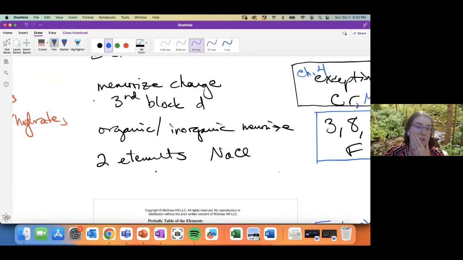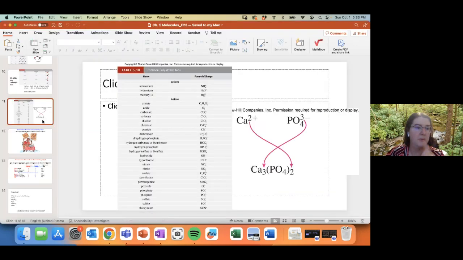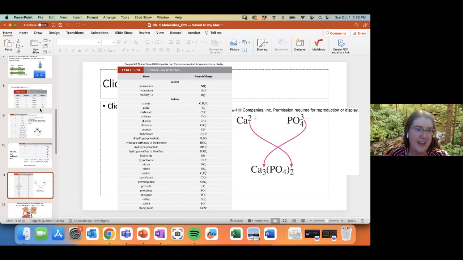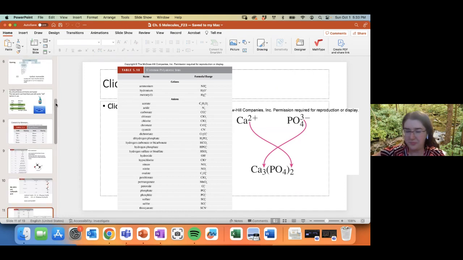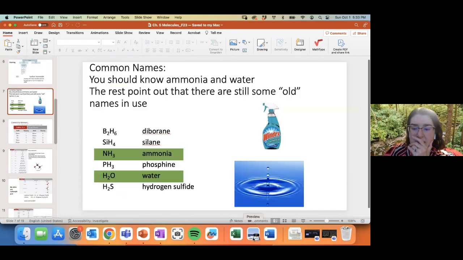Okay. Things to memorize. Organic, inorganic. Here's my general rule of thumb. I think I actually went through these for my class because I get this question a lot.